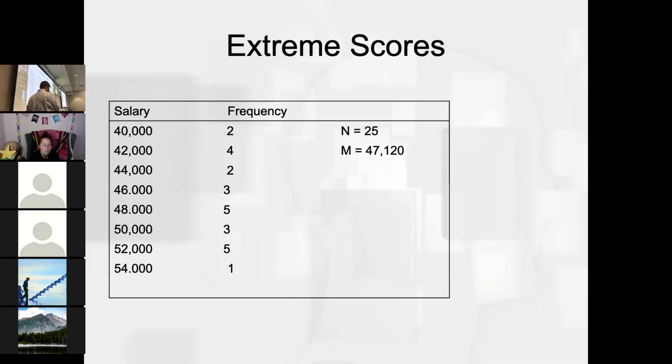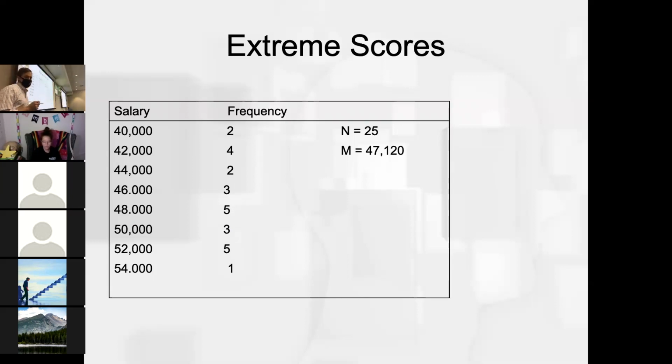So let's look at these scores here. Let's say we have the salaries for a whole bunch of recent psychology graduates from UAH, and we get every one of their salaries, and we count the number of people that have that salary, and then we calculate the mean, right? The mean is $47,000 that people are making.